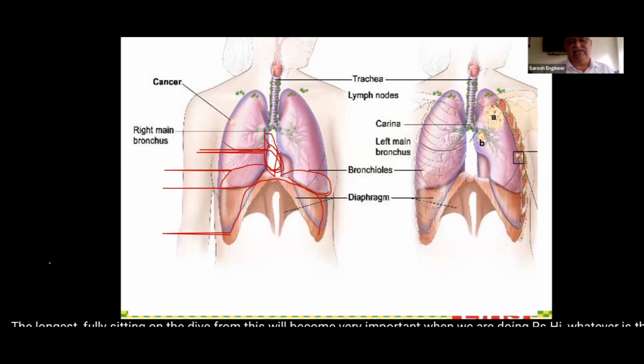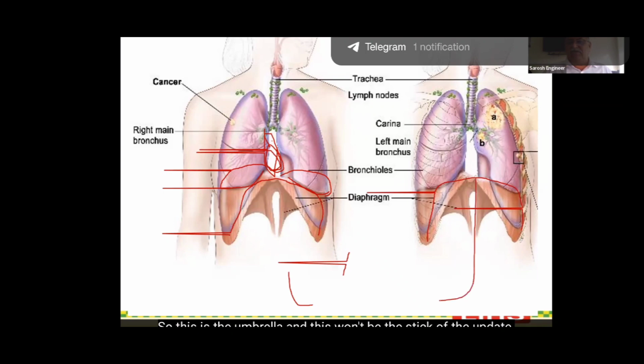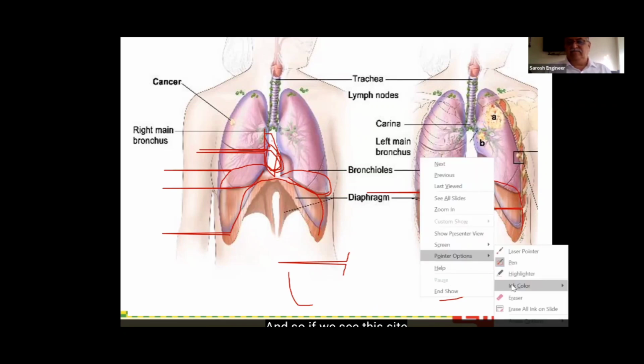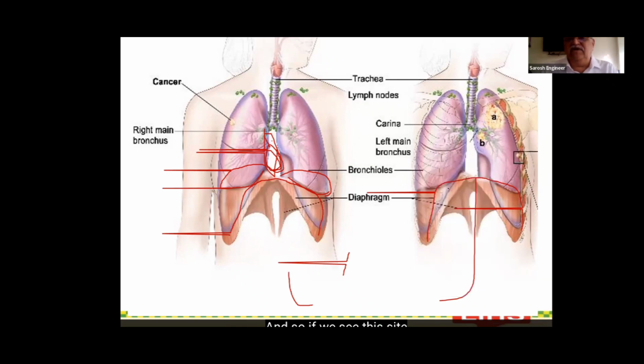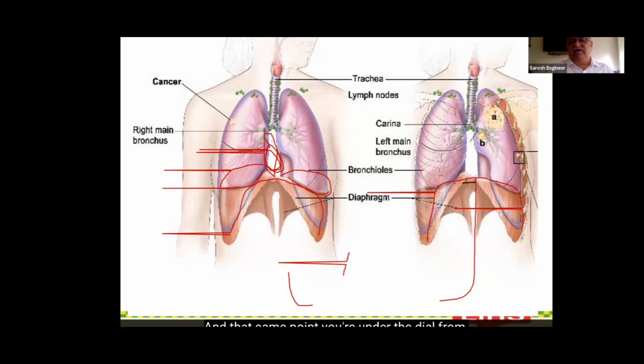A diaphragm is like an open umbrella. That is what you have to remember. So this is the umbrella, and this would be the stick of the umbrella. It's like an open umbrella. And if we see this side, here, though there is lung over the diaphragm, I hope you can make out the brown color is the diaphragm and that bluish purplish color is the lung. At that same point, under the diaphragm, there is the liver.